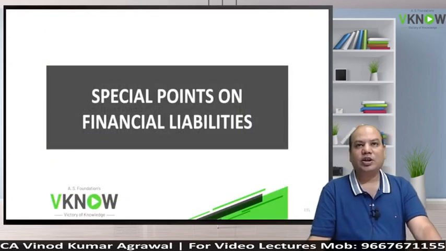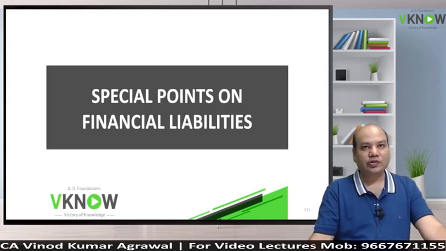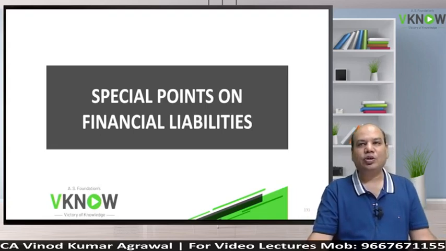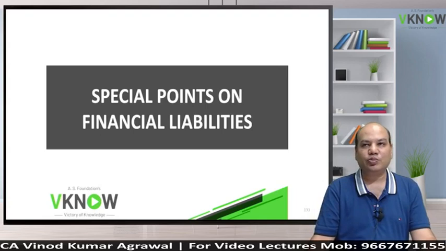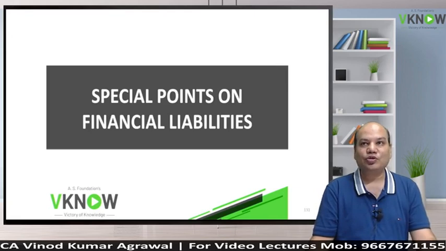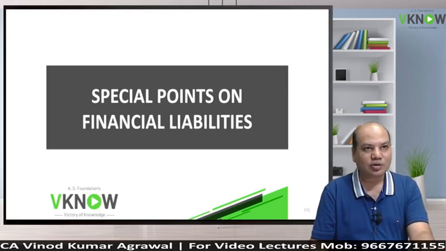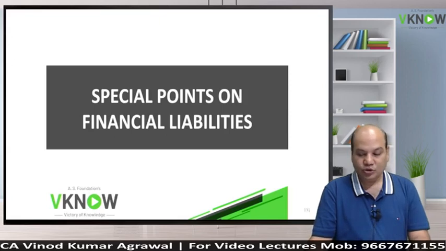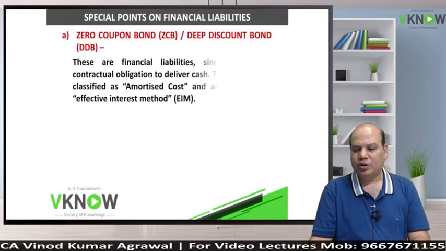These are some theoretical points. It is there as a part of the standard, but not for the student basically. It's more for the practitioners. Once you qualify, then every time you have to see whether this contract has a financial liability angle or not. Now special points. Zero coupon bond.